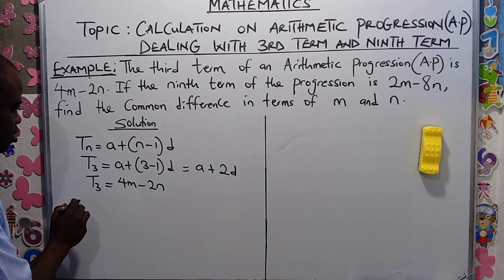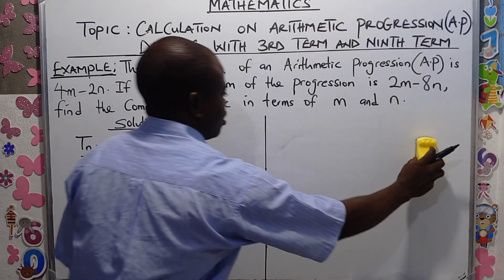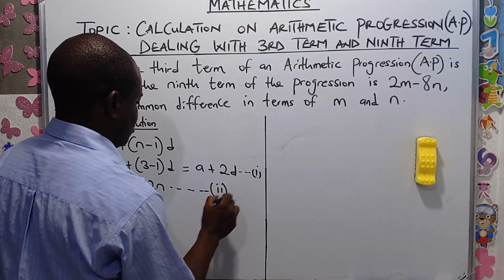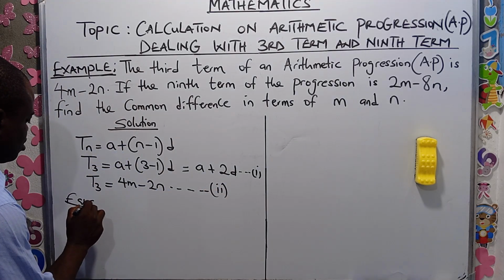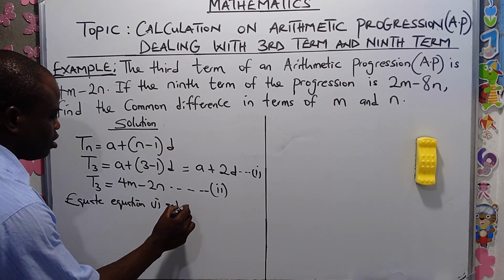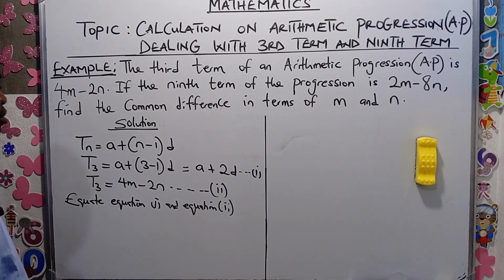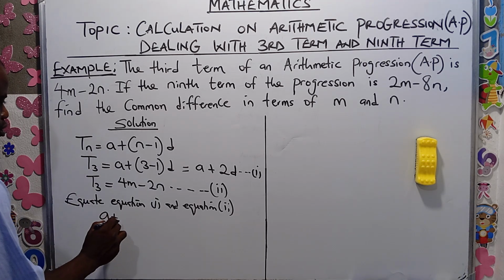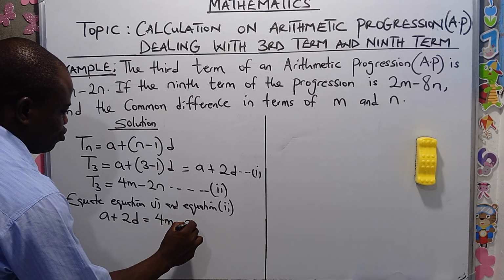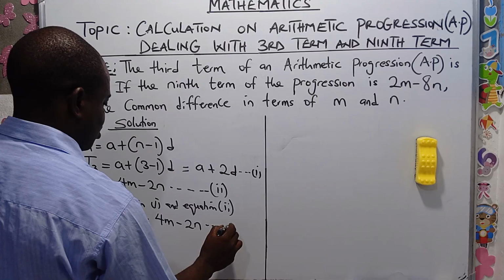Now, let's call them equation 1 and 2 so that you easily understand it. Equate equation 1 and equation 2. The reason why we do that is because they are both third term. Now a plus 2d equals 4m minus 2n. Let's call this equation 3.